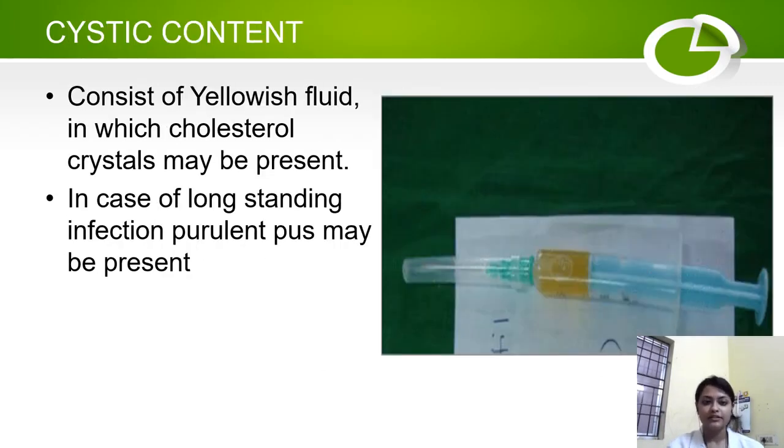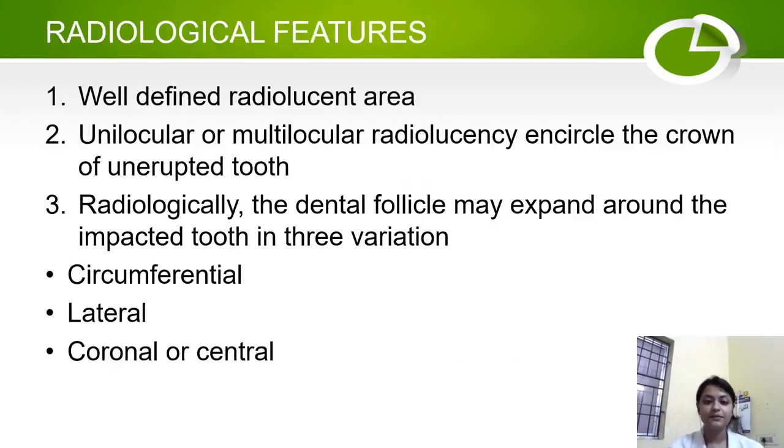Now, cystic content. It consists of yellowish fluid in which cholesterol crystals may be present. See, normally cholesterol crystals are a pathognomonic feature of radicular cyst, but sometimes in dentigerous cyst also they can be present. If it is secondarily infected, they will be present. In case of long-standing infection, purulent pus may be present.